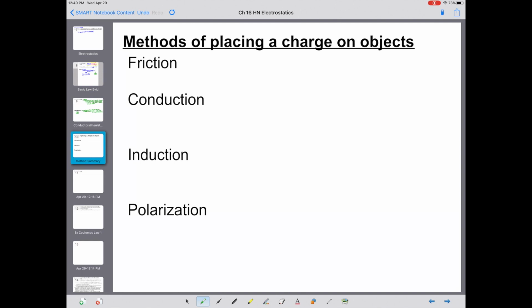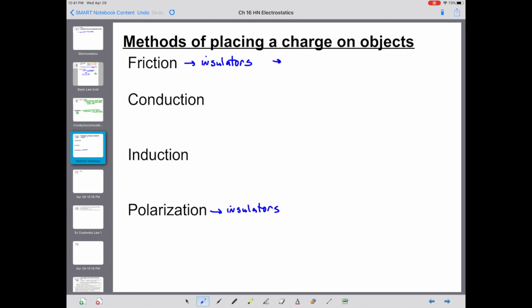So there are 4 different methods by which we can charge objects, and you're going to investigate some of these in a few minutes. So I want to give an overview here, and first categorize what these apply to. Friction generally only applies to substances that are insulators. Polarization also applies to substances that are insulators. So let's take these 2 first.